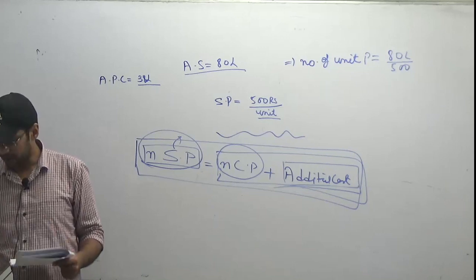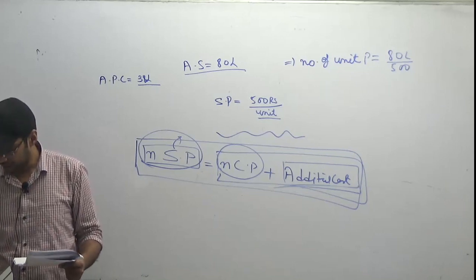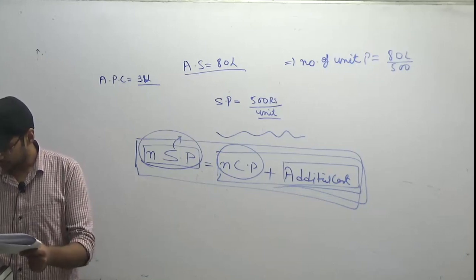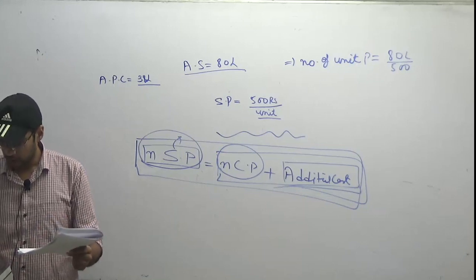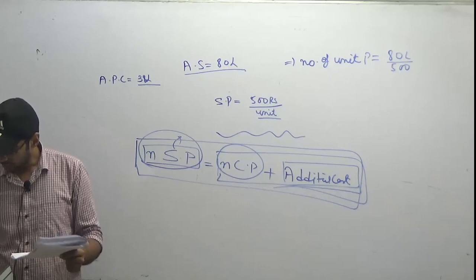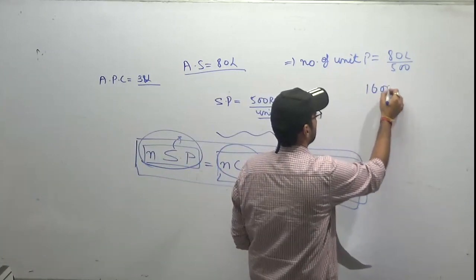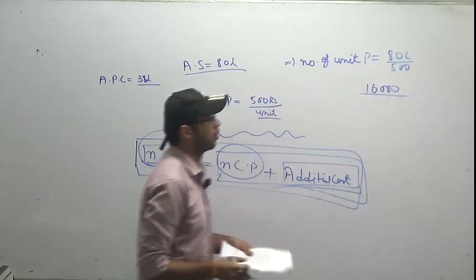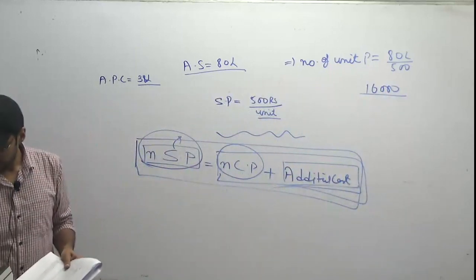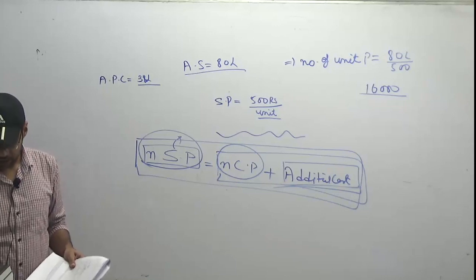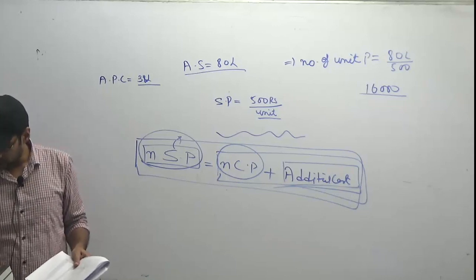Yes, 16,000. Everyone is getting 16,000. Okay, all are getting 16,000. Number of units produced. These are the things that you will get. So after this, what are we going to do?